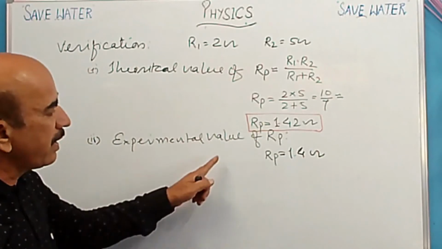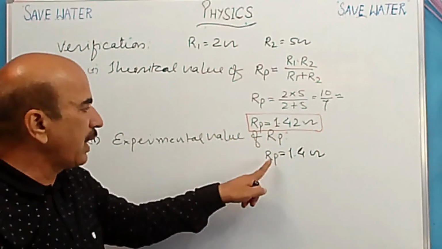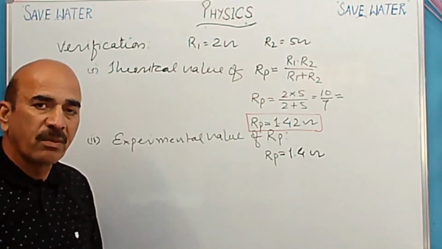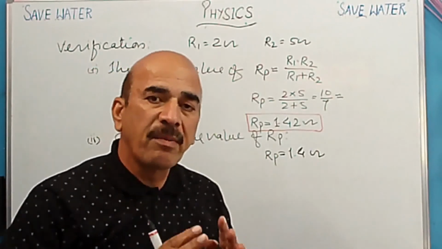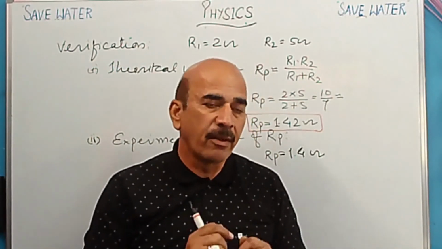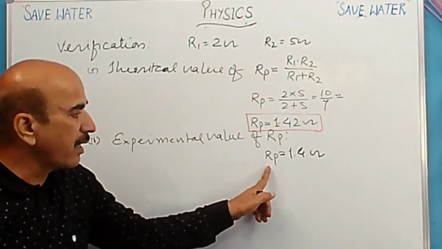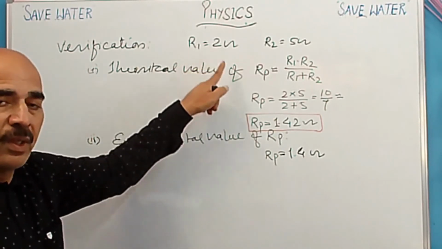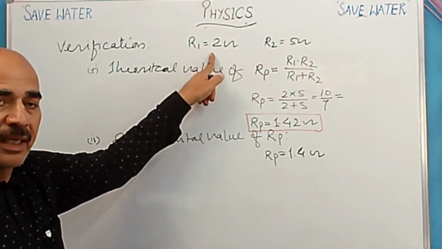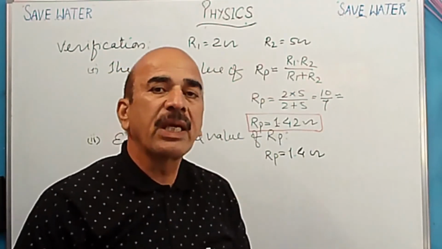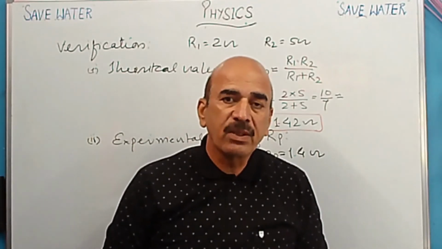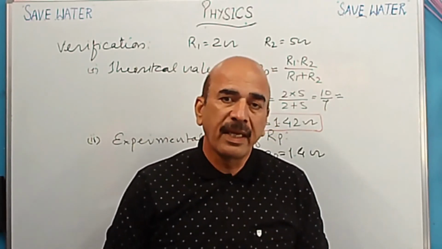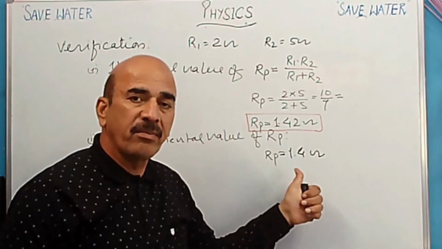Okay, so you can see here this is the theoretical value 1.42 and this is the experimental value 1.4 here. So both values are equal. This means our experiment has come out absolutely right. And the equivalent resistance, you can see here, it is less than the smallest resistance used in the circuit, that is 2. So 1.4 is less than 2. And we know in a parallel combination the equivalent resistance is always smaller than the smallest resistance used in the circuit, right? So our experiment has come out absolutely correct.